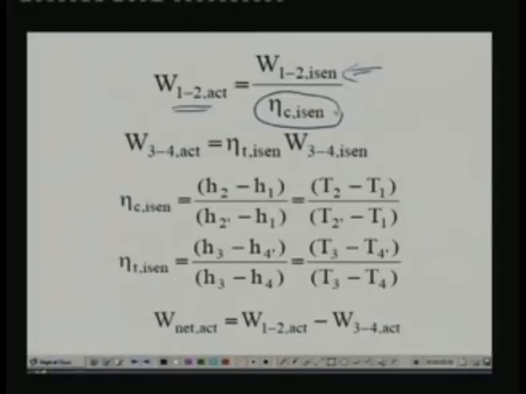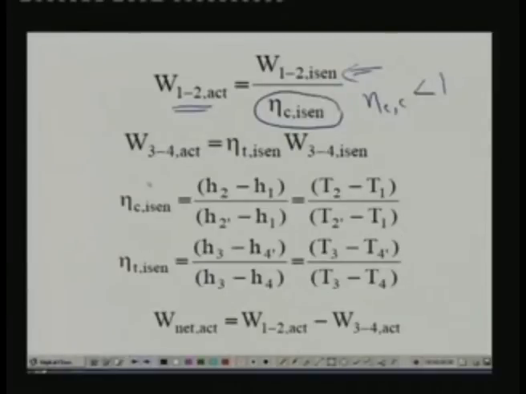Okay, so you can see that typically this isentropic efficiency of the compressor will always be less than 1. That means W12 actual will always be greater than W12 isentropic. So the required work input increases because of the irreversibility, right?